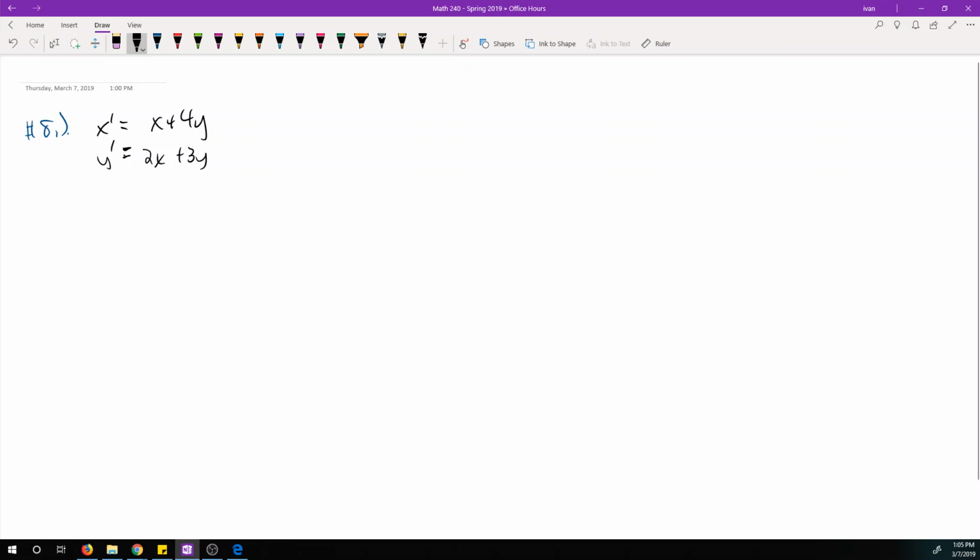And so what we want to do is write this in vector notation. Essentially we have x prime, y prime is equal to the matrix 1, 4, 2, 3 times x, y. You can think of this as some vector v prime, this is some matrix A, and this is some other vector v. So v prime is equal to Av.